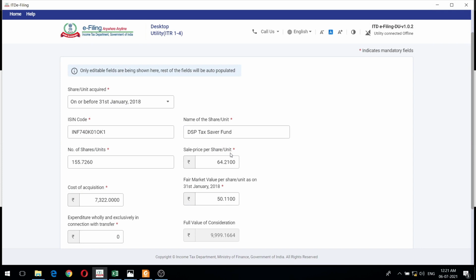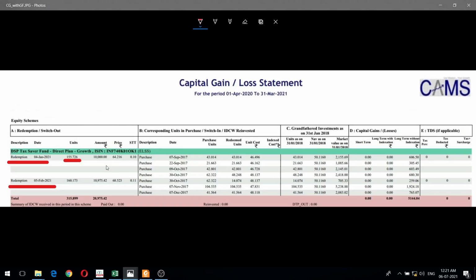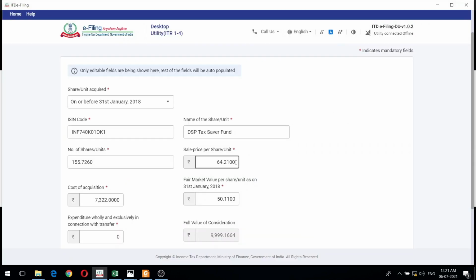Now what is the price of those units? That means what is the NAV value of those units on the day of redemption? That is 6421. I have shown only two decimals, so that's why.